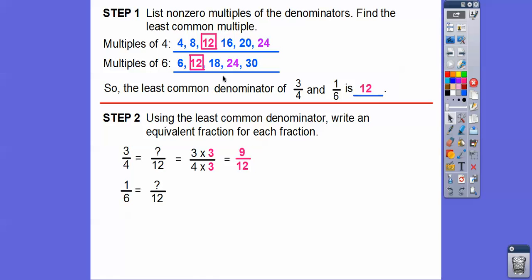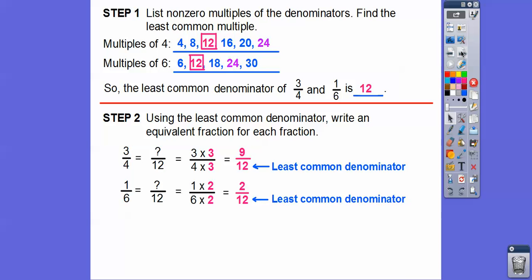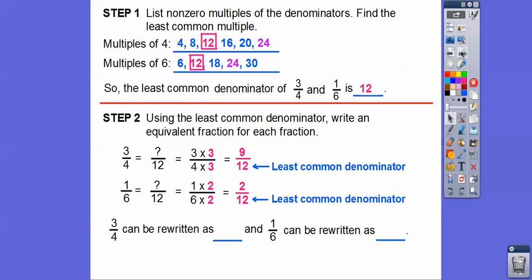All right, so when we're doing multiples of 6, here's the first multiple, here's the second multiple. So this is 6 times 2. So similarly, we're going to multiply 1 times 2 up on top, and 1 times 2 is 2, 6 times 2 is 12. Okay, so those are our equivalent fractions right there, and they have the least common denominator right there. All right, so 3/4 can be written as 9/12, and 1/6 can be written as 2/12 right there.